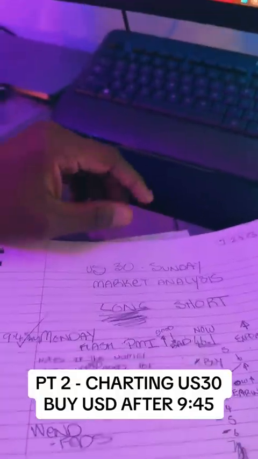Long story short, you want to be a buyer of the dollar. You want to be a buyer of any pair with USD, and a seller of any pair where USD is on the other side tomorrow. Okay, I'll explain later. Actually, I'll do it right now.